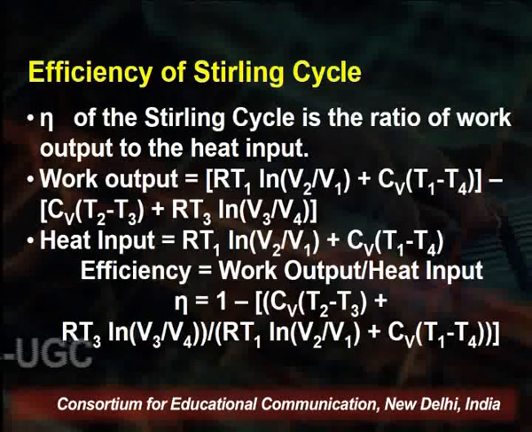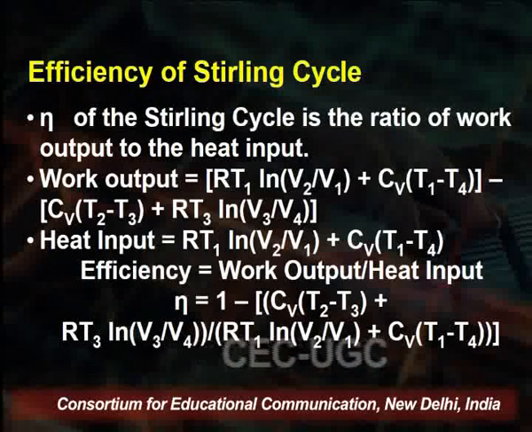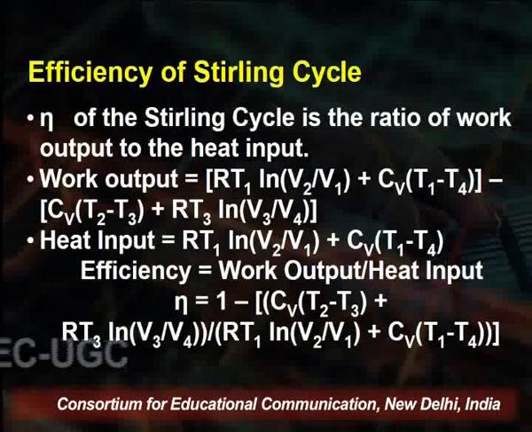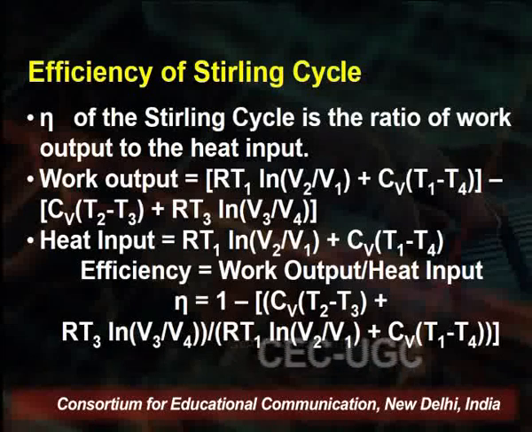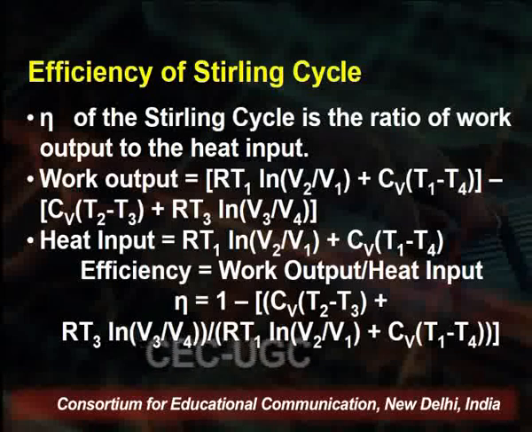Now, as I mentioned in my previous lecture also, every cycle is defined by its efficiency. How good the cycle is determined by the efficiency of the cycle. So let us now calculate the efficiency of a Stirling cycle. By definition, eta is the ratio of work output to the heat input.